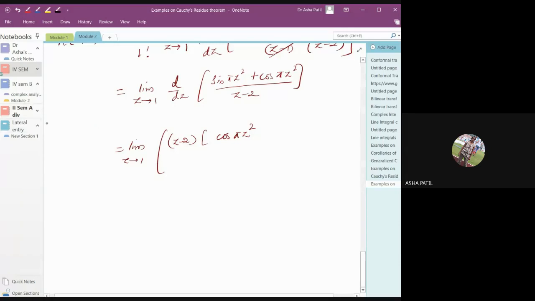The derivative of sin x is cos x. So we'll write cos pi z square. But this term pi z square again needs to be differentiated. The derivative of pi z square is 2 pi z. Pi is constant, the derivative of z square is 2z, plus the derivative of now cos pi z square.